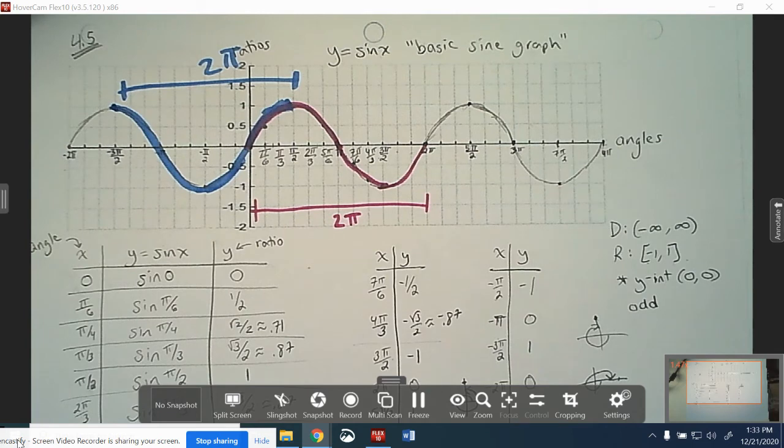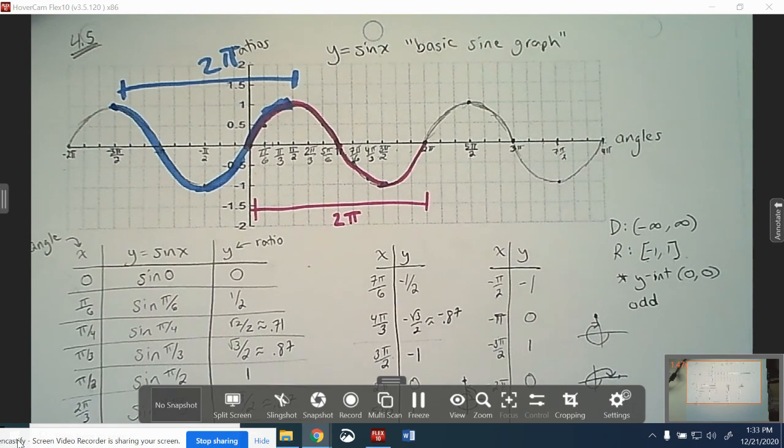All right, so that's the first time you've seen our basic sine graph. And what we'll do next time we have class is we'll get some notes on this, and I'll show you guys a shortcut for how to graph so that you don't have to graph all of these points every single time.